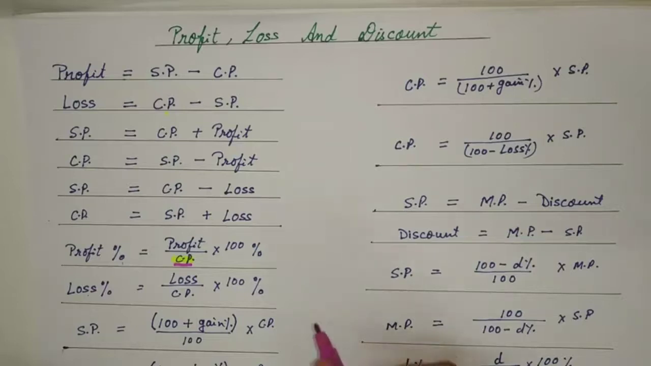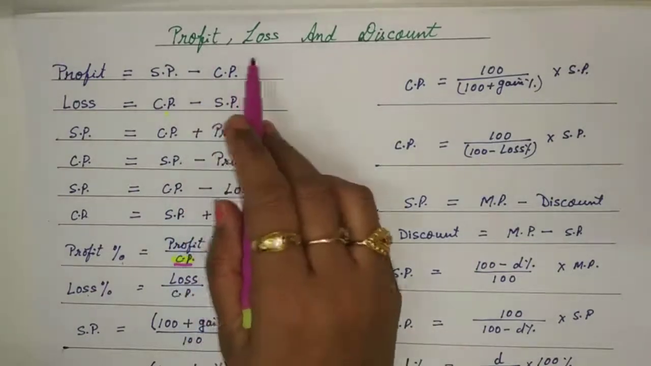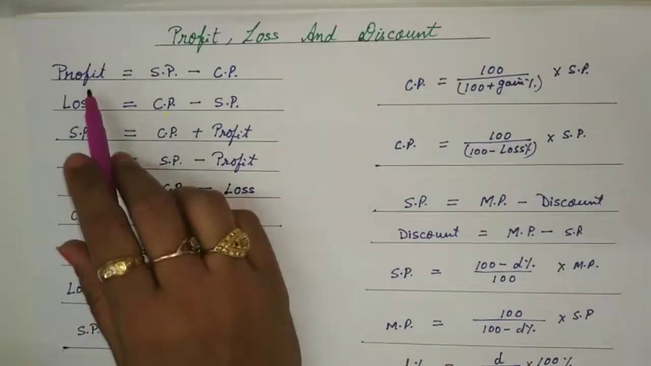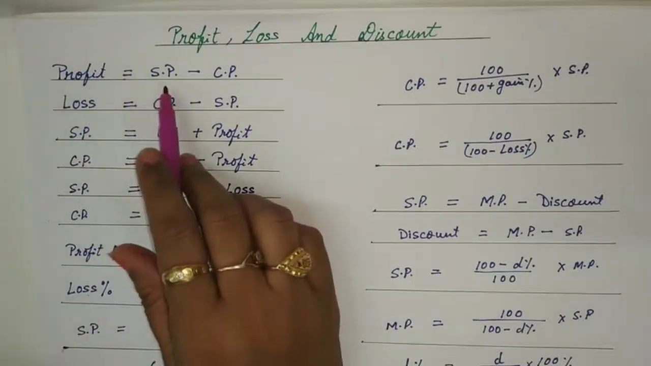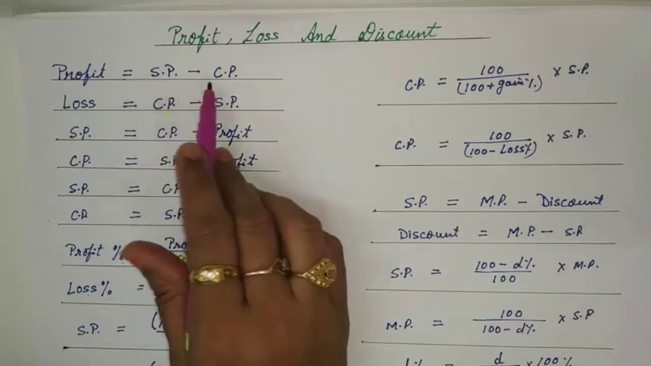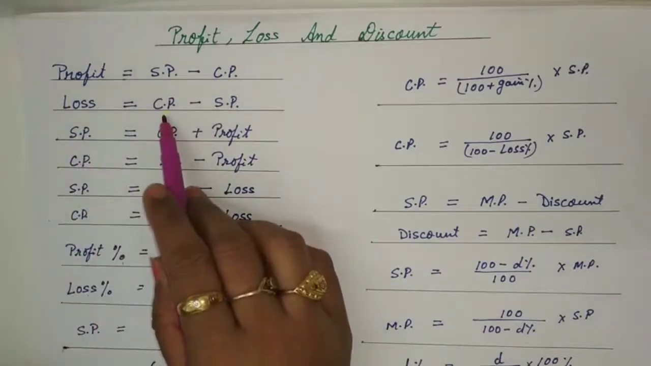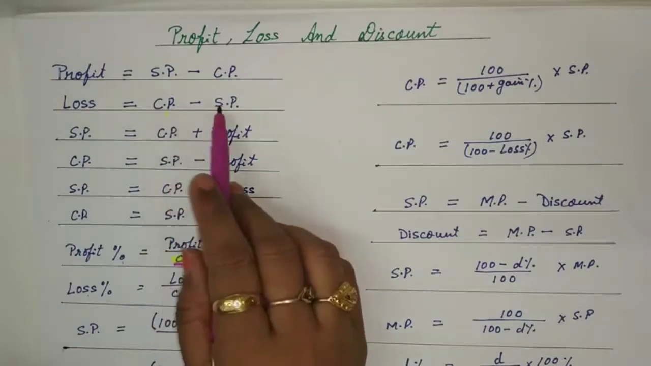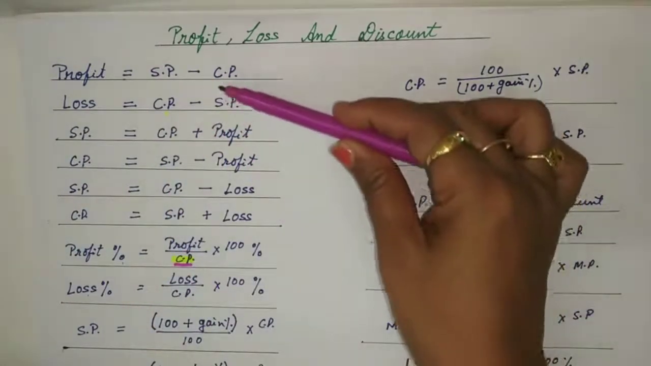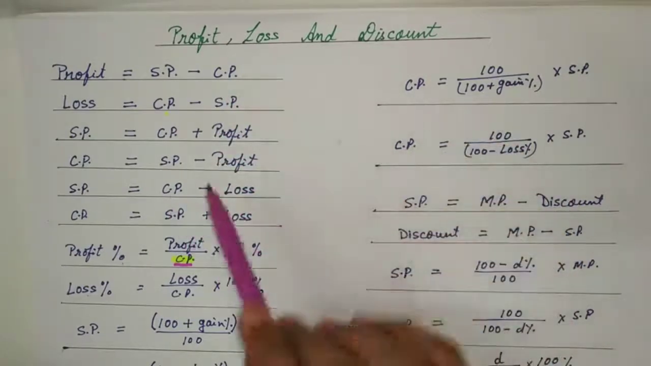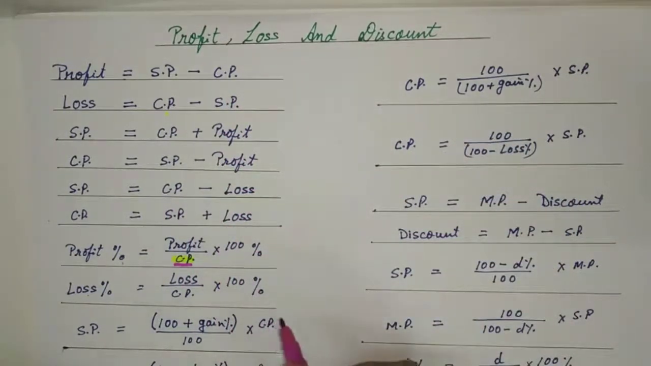And now to begin with the chapter profit, loss and discount. You should all know that profit is always when your selling price is more. So profit is selling price minus cost price. And loss is always when your cost price is more. So cost price minus selling price. These formulas you have already done last year. So I am not repeating this, but I have written it down for you, of course.